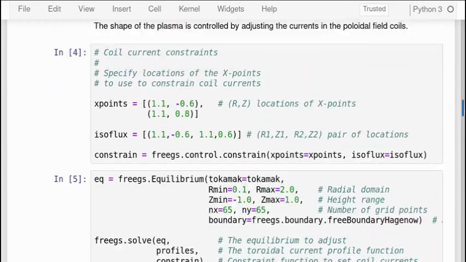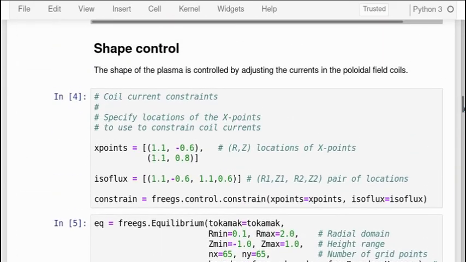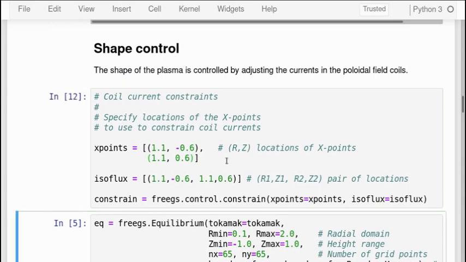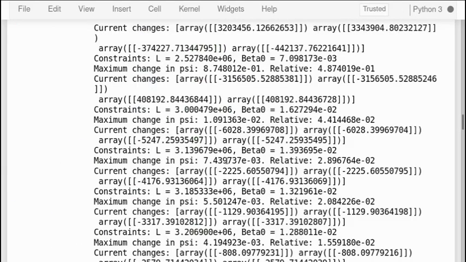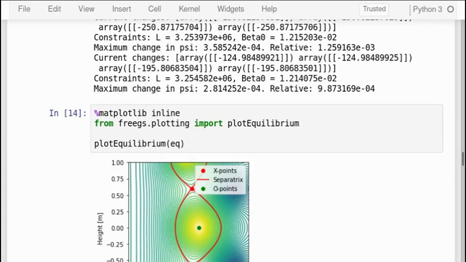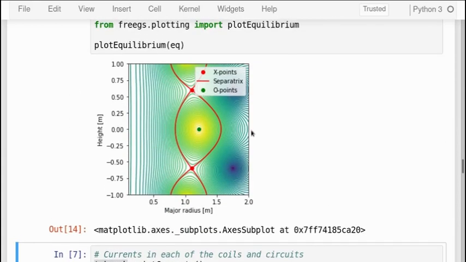Okay, so now we can try playing around with this a little bit. We can try, for example, changing locations of the X points. And you see how the equilibrium changes. So I'll run this again. This will run through some iterations. And again, plot this one. And now we have an up-down symmetric equilibrium because you have constraints on the psi and constraints on two X points being the same.